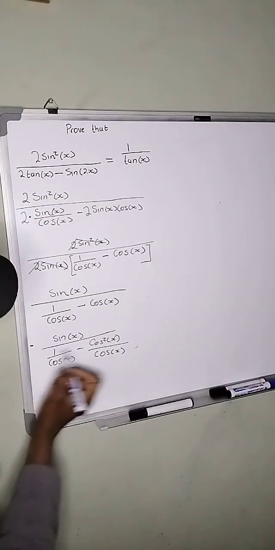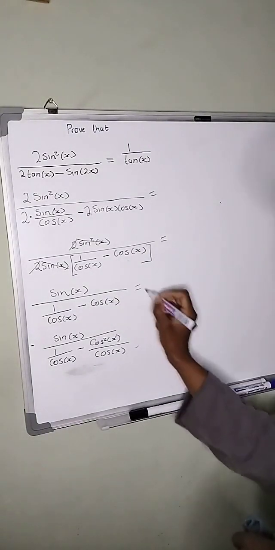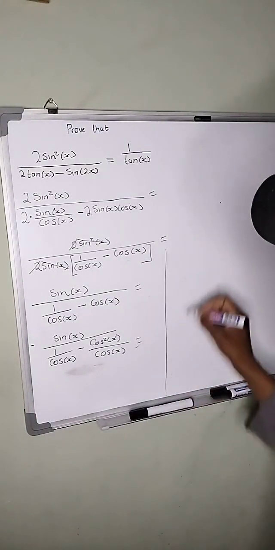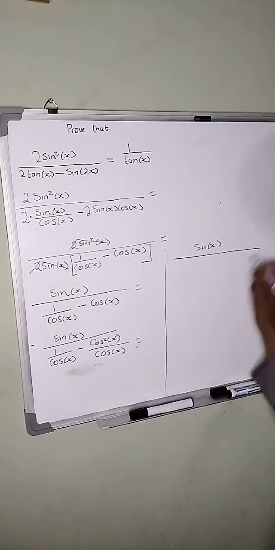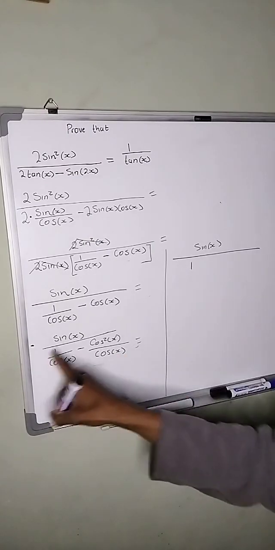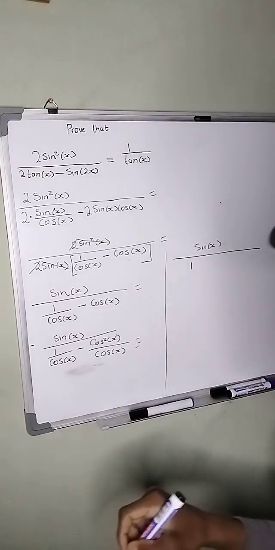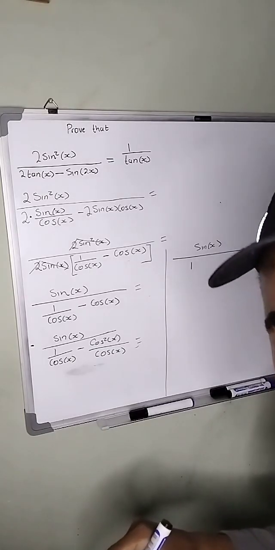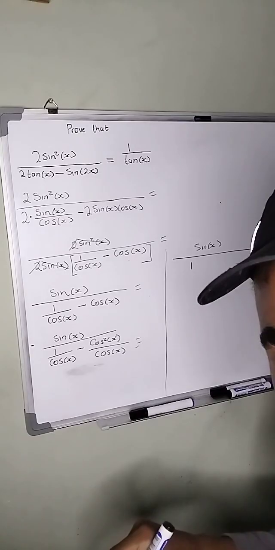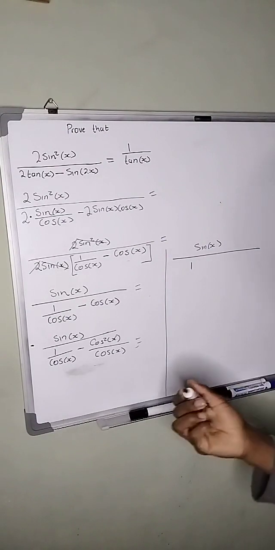So I'm going to add these two. Then I will have my sine x over 1, because when the denominators are the same, what am I doing? What am I doing when the denominators are the same? People, they don't know, but it's fine.